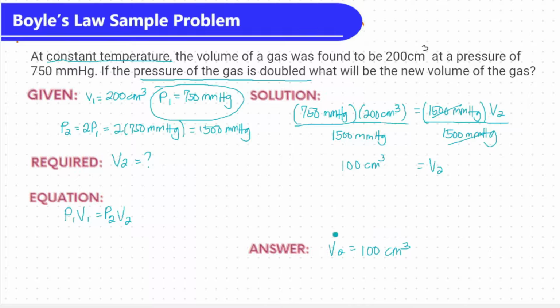Okay, now that we have obtained our answer of 100 cubic centimeters, medyo i-analyze lang natin yung naging answer natin, no? So, remember, our pressure is doubled from 750 to 1,500 millimeter mercury. What did you notice in our volume? What happened from V1 to V2? Okay, so we have 200 to 100. In other words, the volume became half of the original. So that is being discussed in Boyle's law.